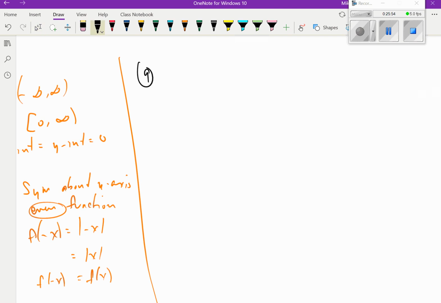Now we're at our last function. What we have is what's called the greatest integer function.